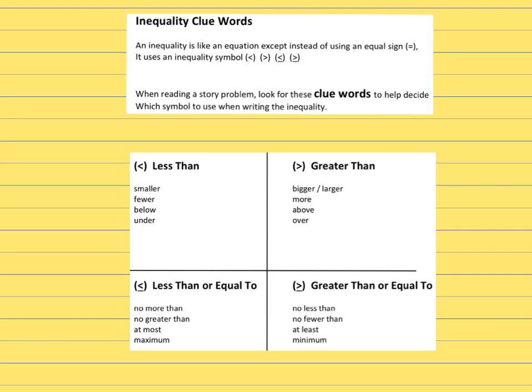So now when we get ready to look at a story problem, there are some clue words that help us know what sign we're going to use, if it's going to be greater than, less than, greater than or equal to, less than or equal to. So when you're going through your story problem, if you need some help, some things you could do is come back to this slide and look and see if it's just greater than or equal to, or if it's greater than, less than, or if you're supposed to have equal to. Come back and look for these words.